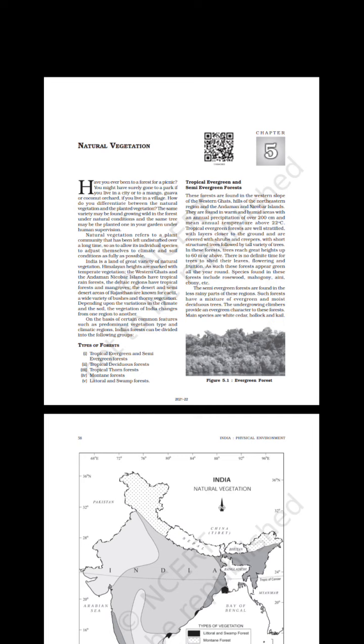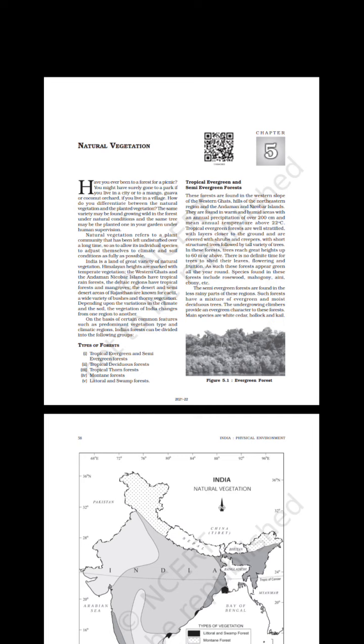On the basis of certain common features such as predominant vegetation type and climatic regions, Indian forests can be divided into the following groups. Types of forests: tropical evergreen and semi-evergreen forests, tropical deciduous forests, tropical thorn forests, montane forests, littoral and swamp forests. Tropical evergreen and semi-evergreen forests.